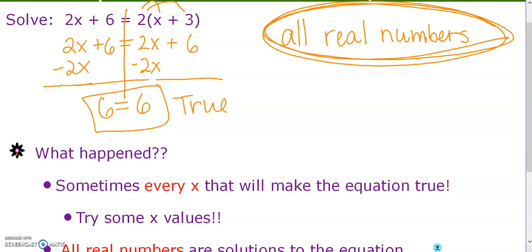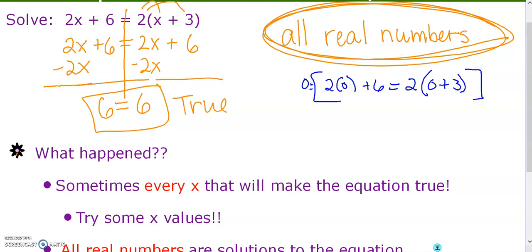Not true, but all real numbers. And in order to prove that, we can verify. We get to just pick whatever x values we want. So I'm going to pick some easy ones. I'm going to pick 0 and plug it in. So let's see what happens when we plug in 0. We've got 2 times 0 plus 6 should equal 2 times, again, 0 plus 3. So that's what I'm working with. So 2 times 0 is 0, plus 6, that's just 6. On the other side, 0 plus 3 is 3. So I've got 2 times 3, and that is also 6.